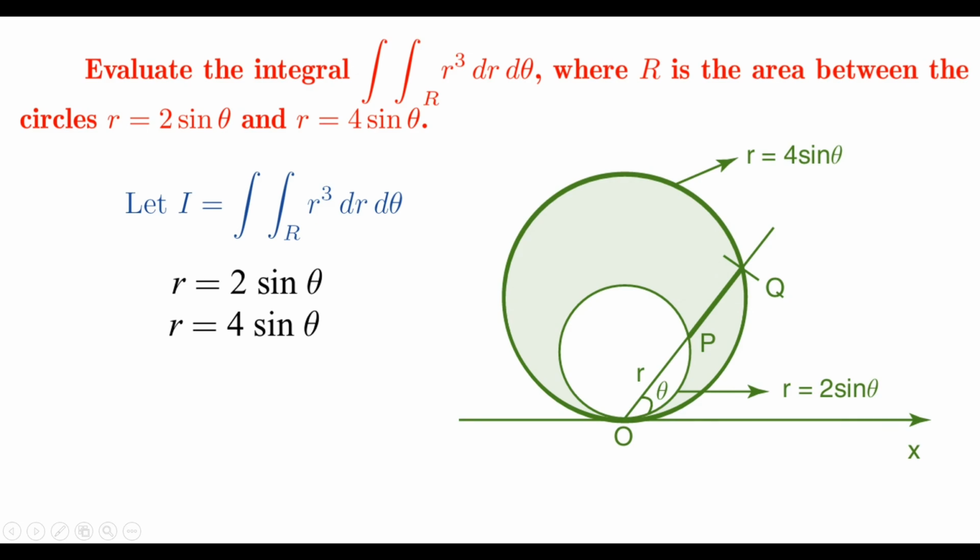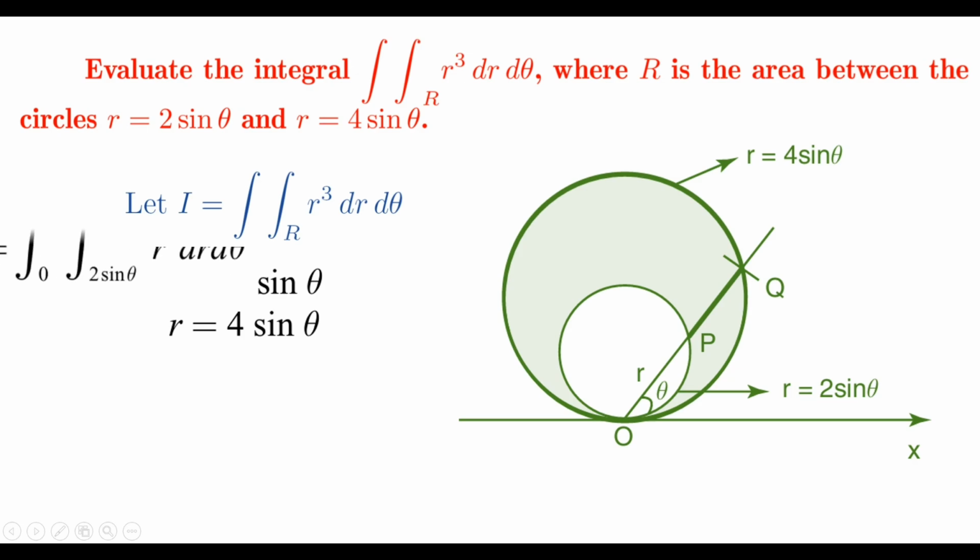The curves intersect when 2 sin theta equals 4 sin theta, which implies that sin theta is equal to 0. This occurs at theta equals 0 and theta equals pi.